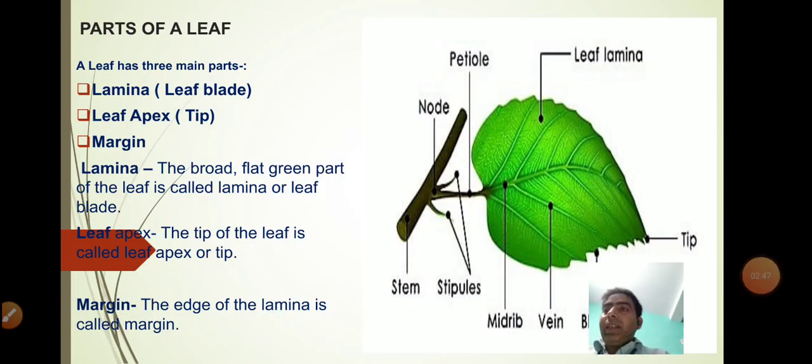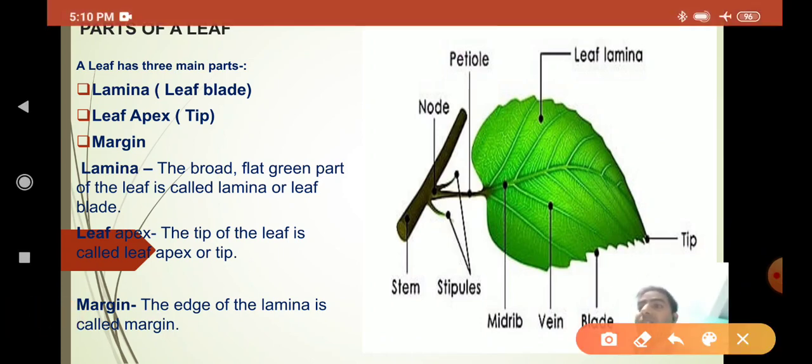Now we will study the parts of the leaf. The leaf has three main parts, as you are seeing here: lamina, that is called the leaf blade; leaf apex, that is called the tip; and the third one is margin. All these are the three main parts.